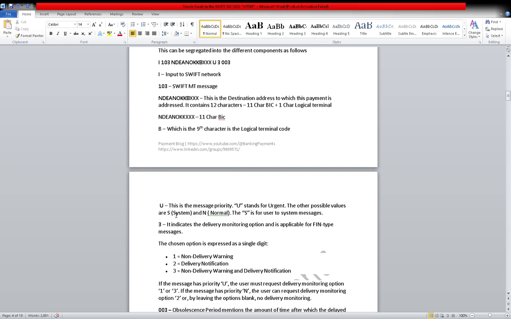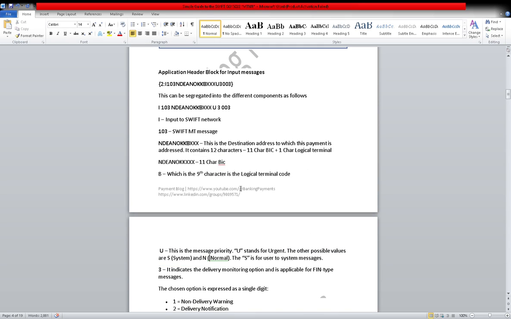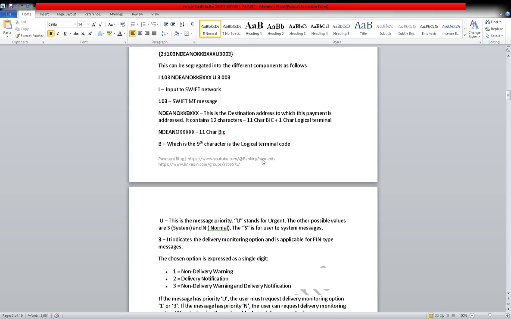But if you are able to explain that if U is mentioned there it's urgent, if N is mentioned there it's normal in your block 2, that's also fine. But till now, whenever anyone asks me, I only explain the I103 BIC, that's it. About the last 4 or 5 digits I never explain. But good, because sometimes we put everything in our mind and are not able to explain the basic thing. If you remember these things, good; if you're not able to explain them, also fine. So U means urgent and N means normal, S means system message.